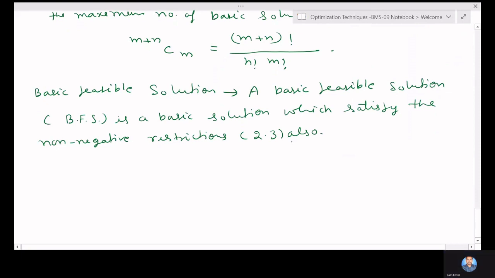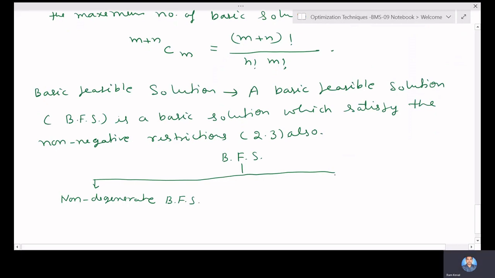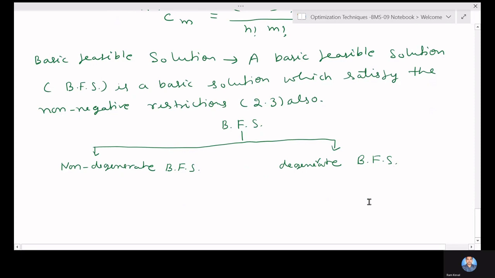And basic feasible solutions are of two types. One is non-degenerate basic feasible solution, and second is degenerate basic feasible solution.